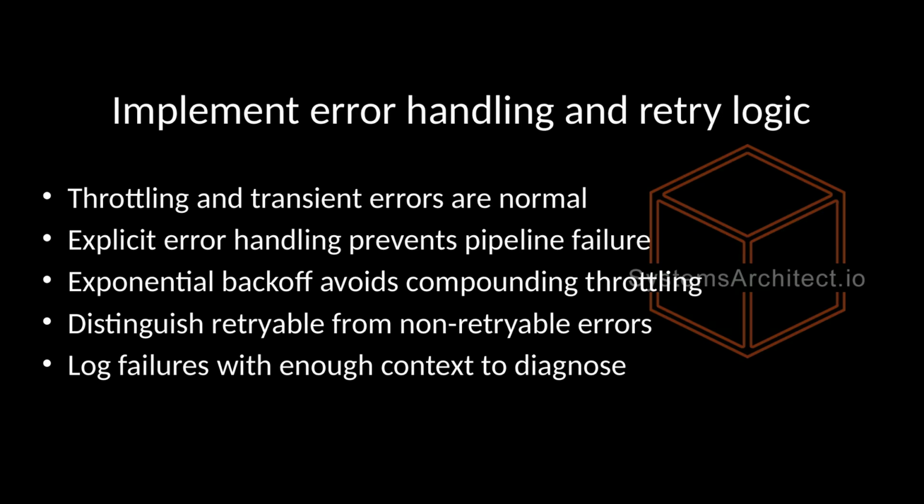7. Implement error handling and retry logic. Any service called at scale will occasionally throttle requests, hit transient failures, or time out. Comprehend is no exception. Building explicit error handling around every Comprehend call keeps a temporary hiccup from becoming a pipeline failure. Exponential backoff on retries gives the service room to recover from throttling.